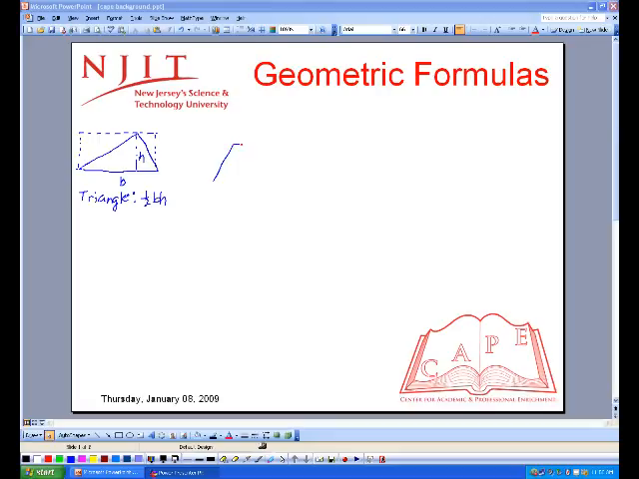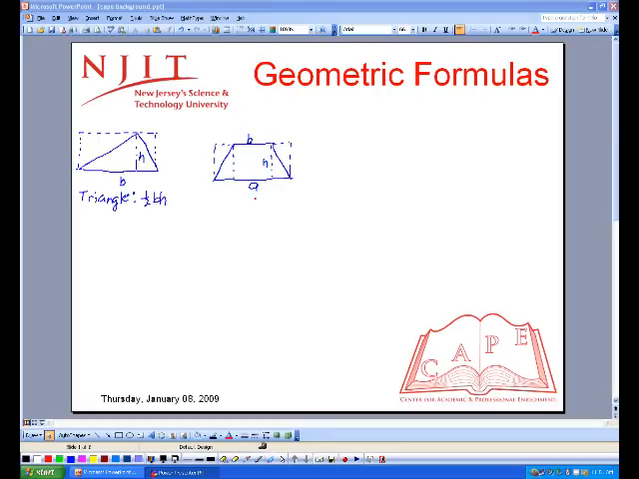The next one is going to be a trapezoid of bigger base A and smaller base B and height h. You can think of the trapezoid as being inside a big rectangle and containing a little rectangle inside of it.